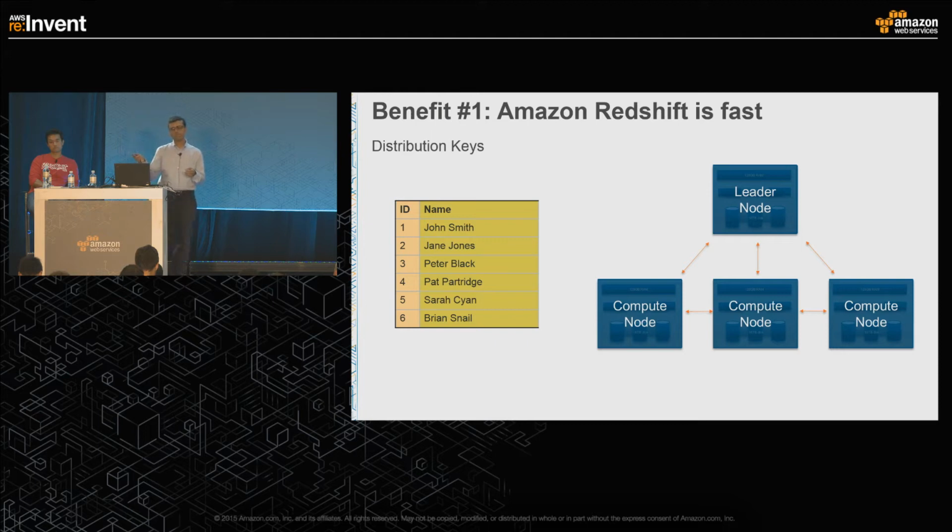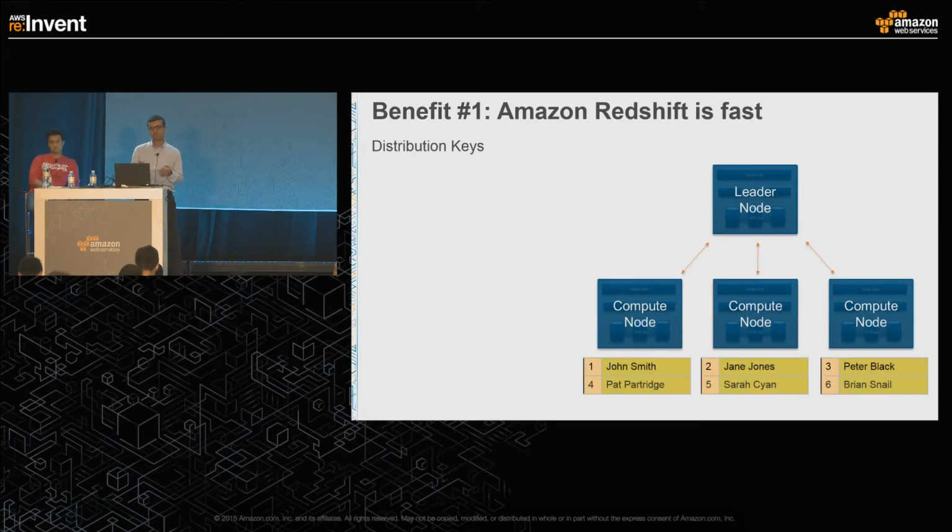Once the data gets loaded, each of the data points will need to find a home based on how you're distributing the data. One way to distribute the data is evenly. In this particular case, it's just a round-robin way of distributing the data.